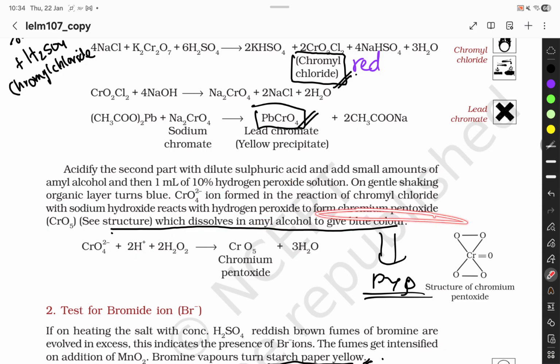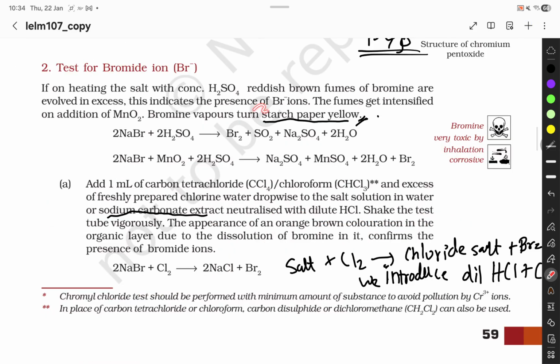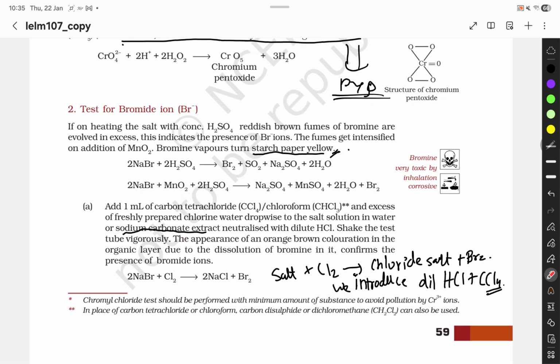Chromium pentoxide dissolves in amyl alcohol to give a blue color. That is also P by Q. Bromine vapors turn starch paper yellow. So the next part is basically NaBr plus Cl2 gives NaCl plus Br2. Br2 is orange brown. How do you form NaBr?